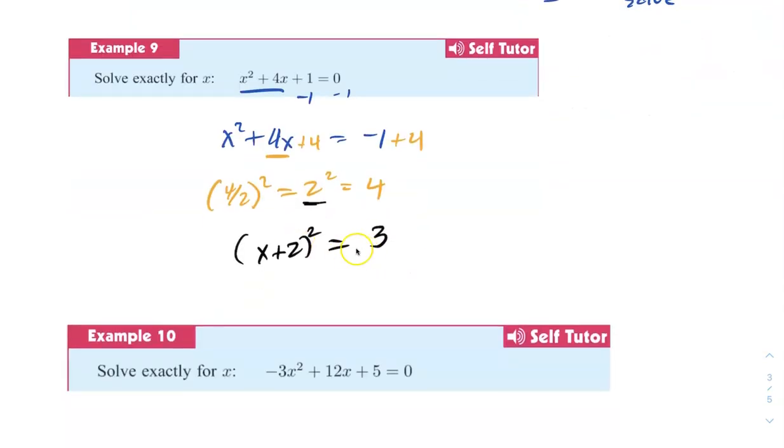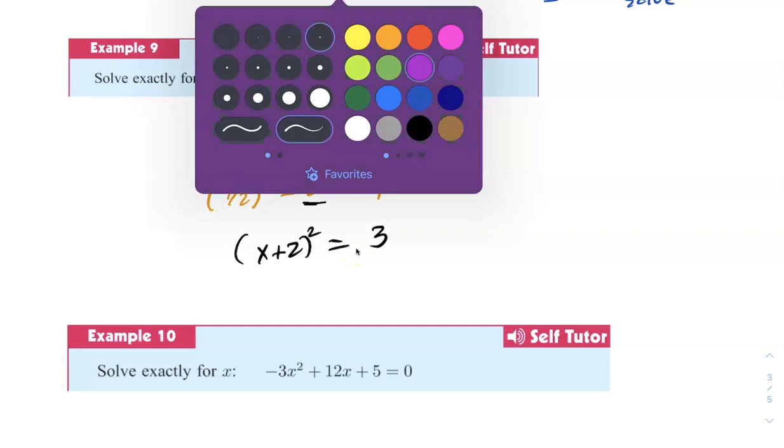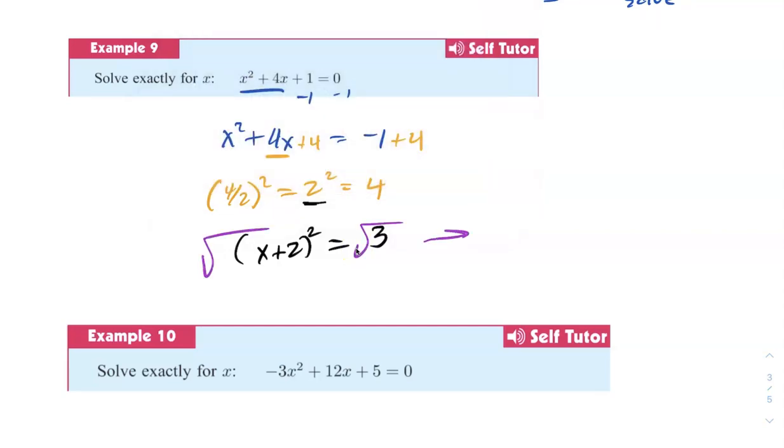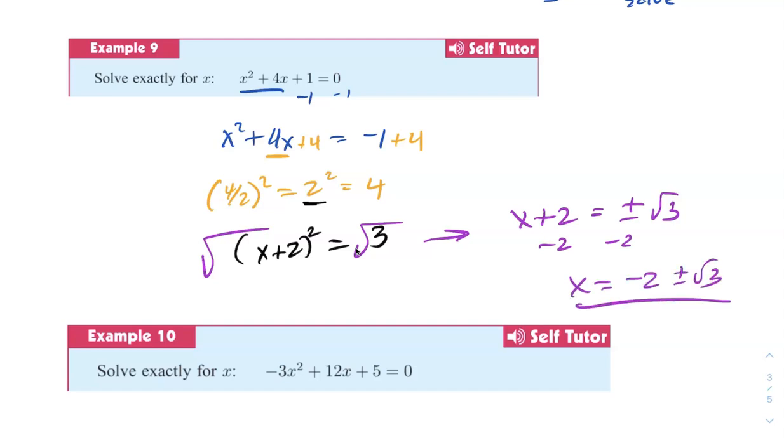And then from here, we did this earlier. You just solve it. Square root both sides. When you do that, you get x plus 2 equals plus and minus radical 3. Can't do anything about that. Now we subtract 2 from both sides. x equals negative 2 plus or minus radical 3. So there you go. That's how you solve a basic complete the square problem.